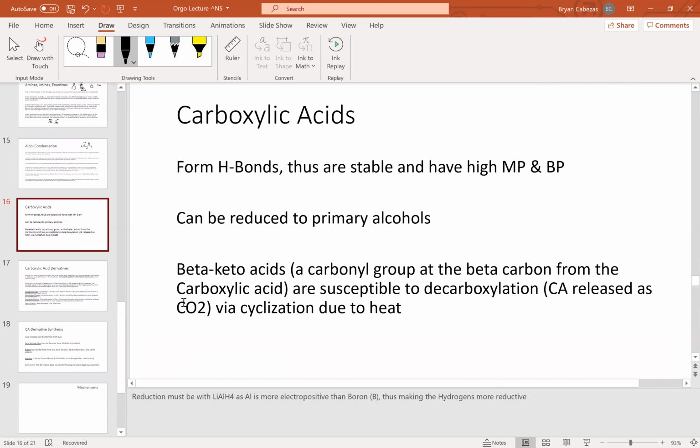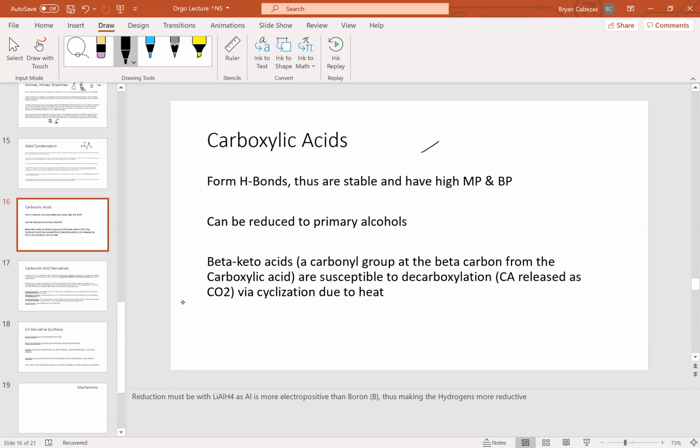Okay, so we're going to go over carboxylic acids. Again, our carboxylic acid looks like this, right? This is our carboxylic acid. If we were to put 2 carboxylic acids next to each other, we have a hydrogen bond donating group, a hydrogen covalently bonded to an oxygen, and we have a hydrogen bond acceptor group, like this lone pair right here. So carboxylic acids have the ability to hydrogen bond, thus they have a high melting point and high boiling point.